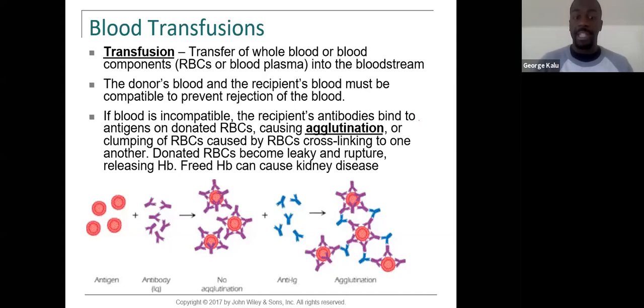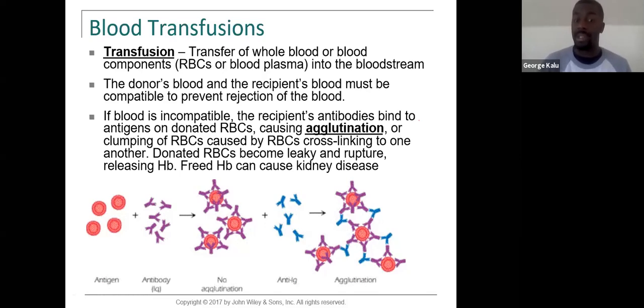If the blood is incompatible, let's say you're giving someone who has type A blood type B blood, their body is going to start rejecting that blood through a process called agglutination. The recipient is going to start producing antibodies against the donated red blood cells. Those antibodies are going to bind to those red blood cells, cross-link with one another, and basically end up punching holes in the donated red blood cells.